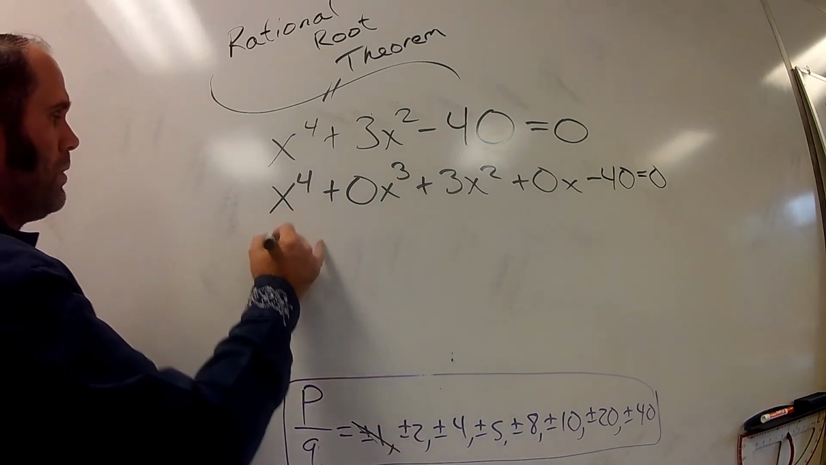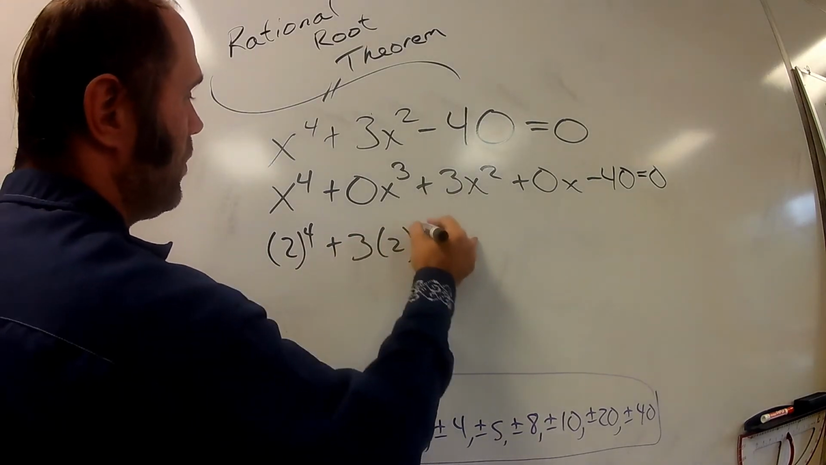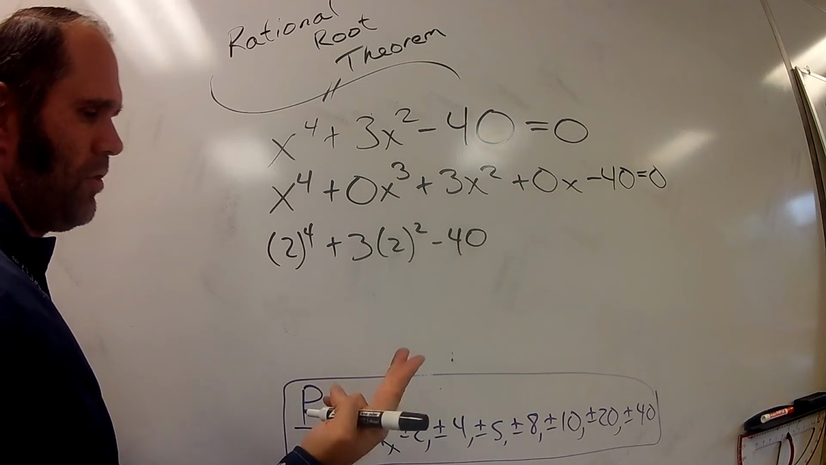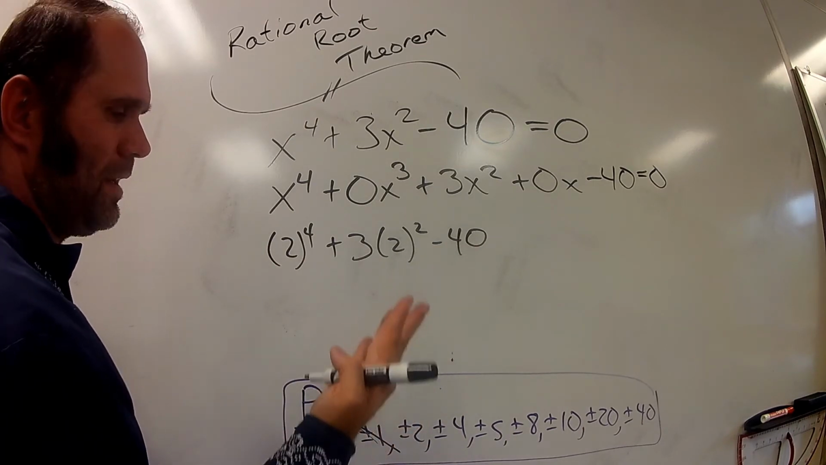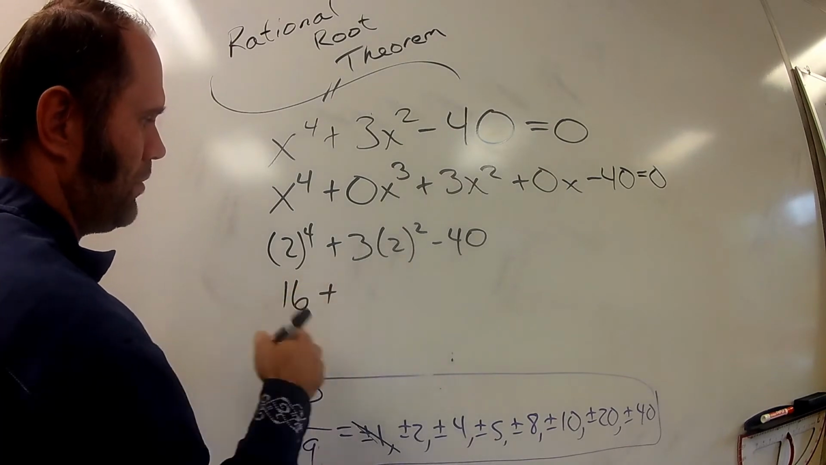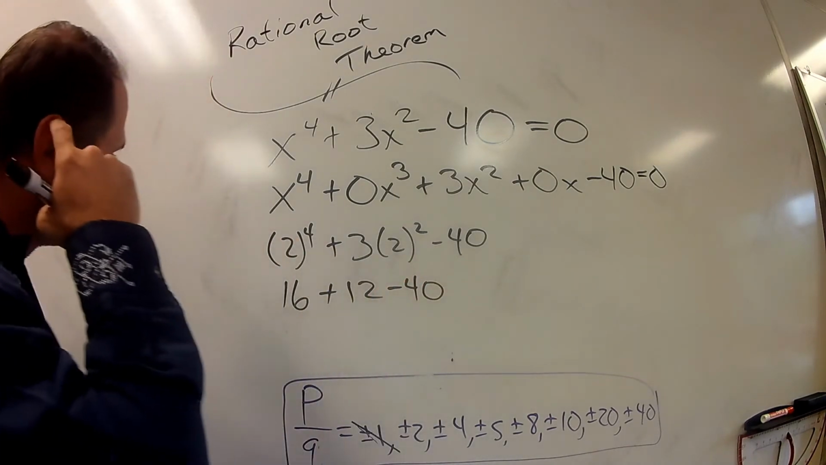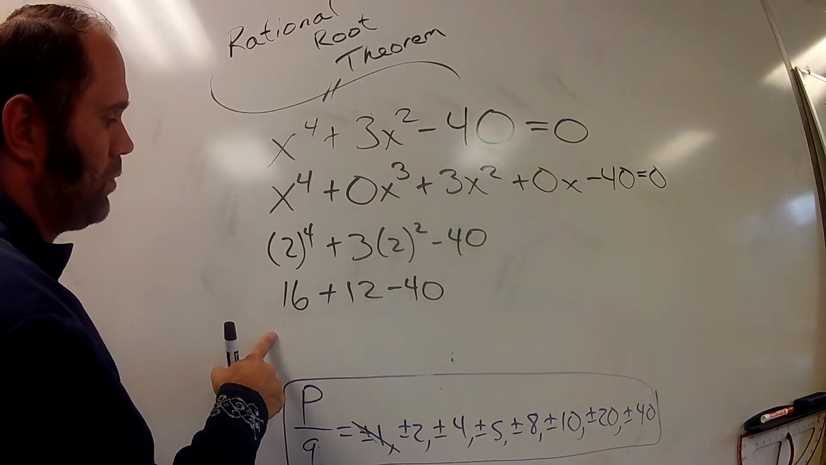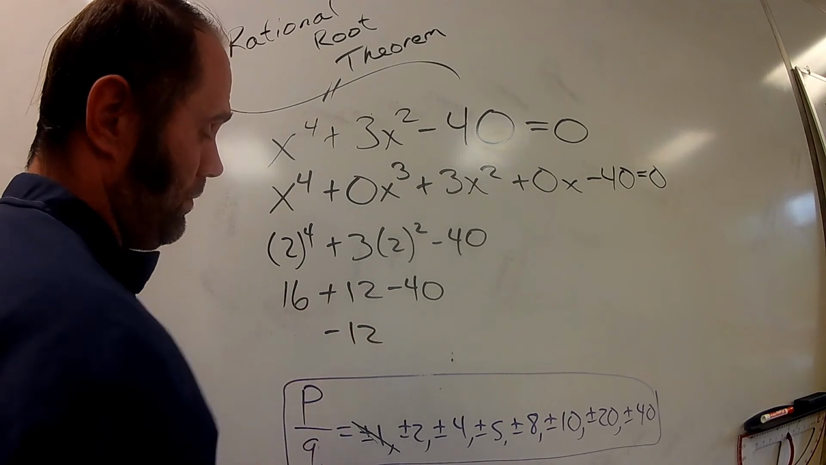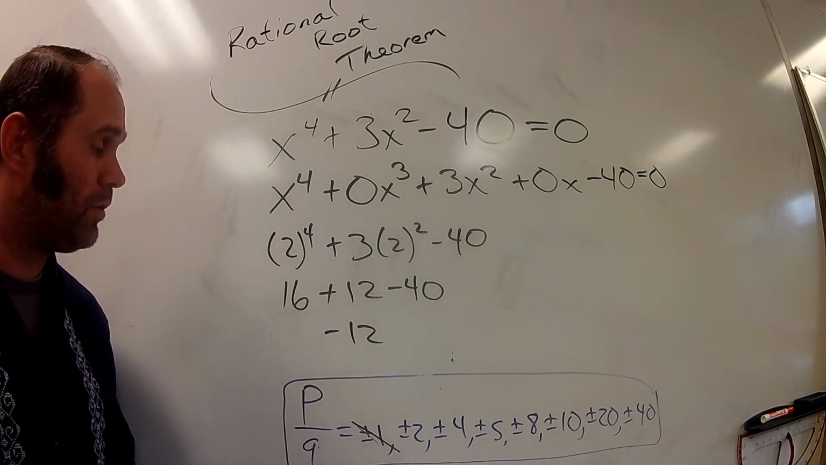So let's try 2. 2 to the 4th plus 3 times 2 squared minus 40. This is more likely. 2 times 2 is 4 times 2 is 8 times 2 is 16 plus 2 squared is 4 times 3 is 12 minus 40. This is getting closer. So 16 plus 12 is 28 minus 40 is negative 12. So it's getting closer to 0 with 2.